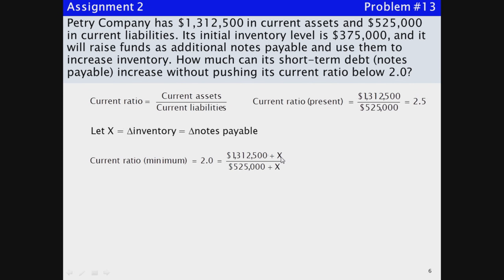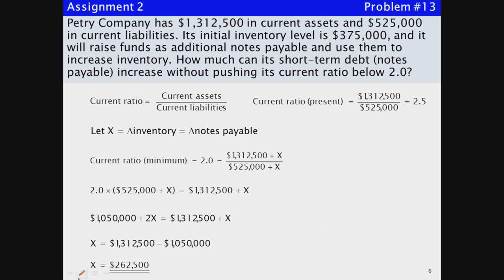X here represents the inventory that's being added in the numerator, current assets. In the denominator we have current liabilities. That represents the notes payable, which is exactly the same amount as inventory. What amounts could you add to both the numerator and the denominator and keep the ratio at 2.0 and no lower? We'll solve that for X, which is just some basic algebra, which I show the steps here. And we find out that X is 262,500. Might be a good idea for you to pause the slides and just work through. Just multiply through the parentheses, collect terms, and solve for X.